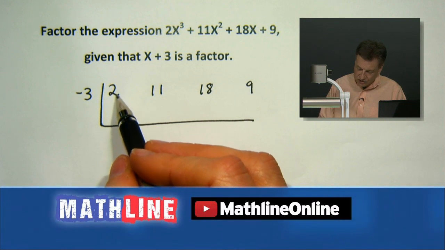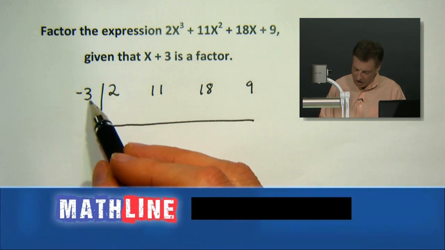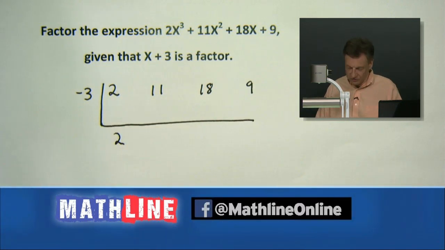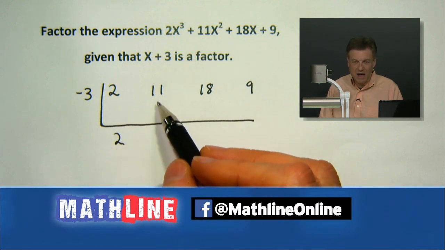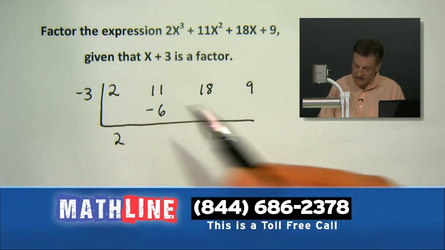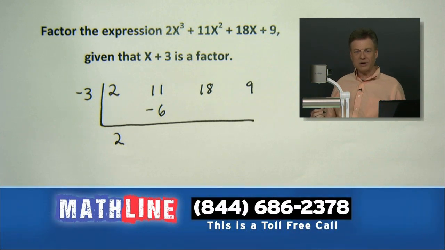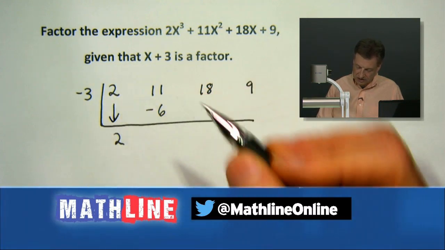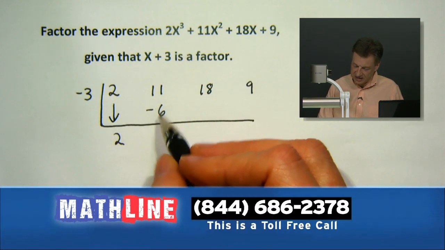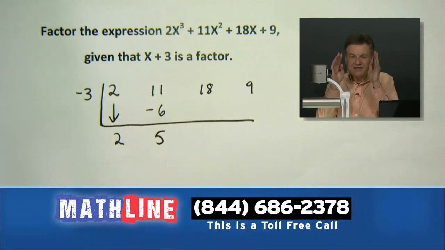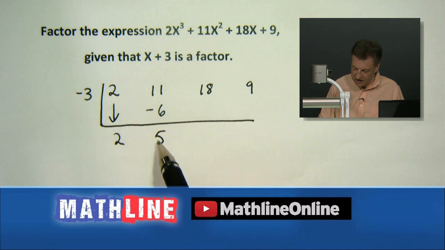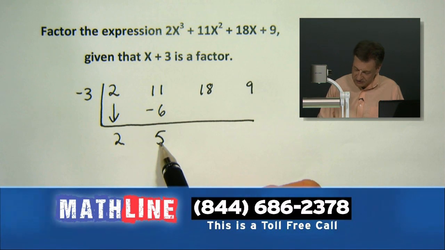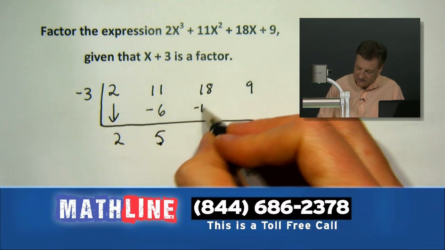We're going to bring down this 2 right here. And we're going to say negative 3 times 2, and put it over here as a negative 6. That worked out pretty nice. Then we add, just like we bring this straight down, and we put a 5 here. We play the game again. We take negative 3 times our 5, and we multiply, just like we did a minute ago. So that gives me negative 15.